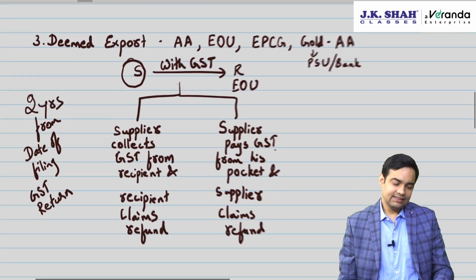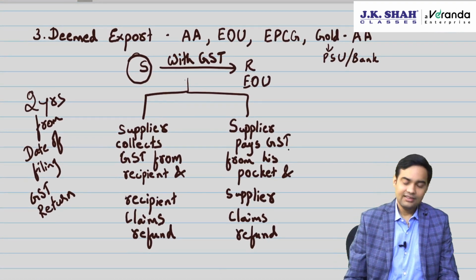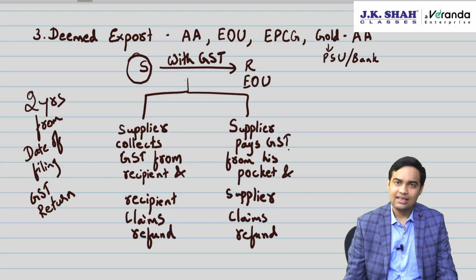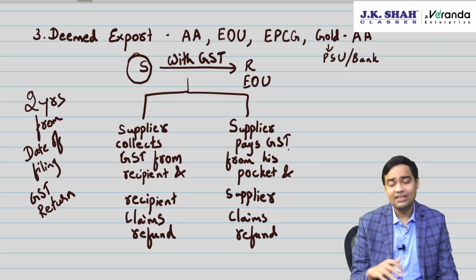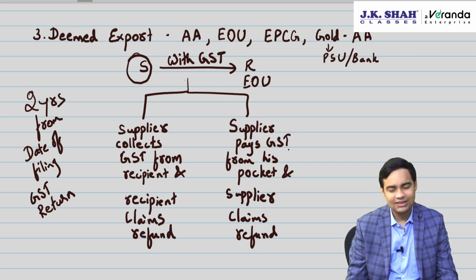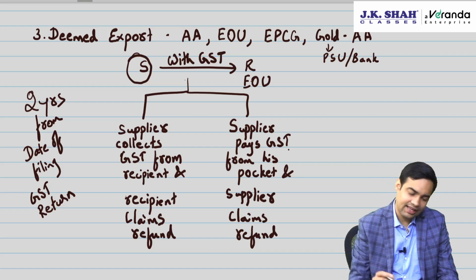Then the third case is deemed export. Now there are four transactions which are regarded as deemed export. See, these are goods which are manufactured in India but they don't leave to a place outside India. Still government wants to give some benefits, like supply.